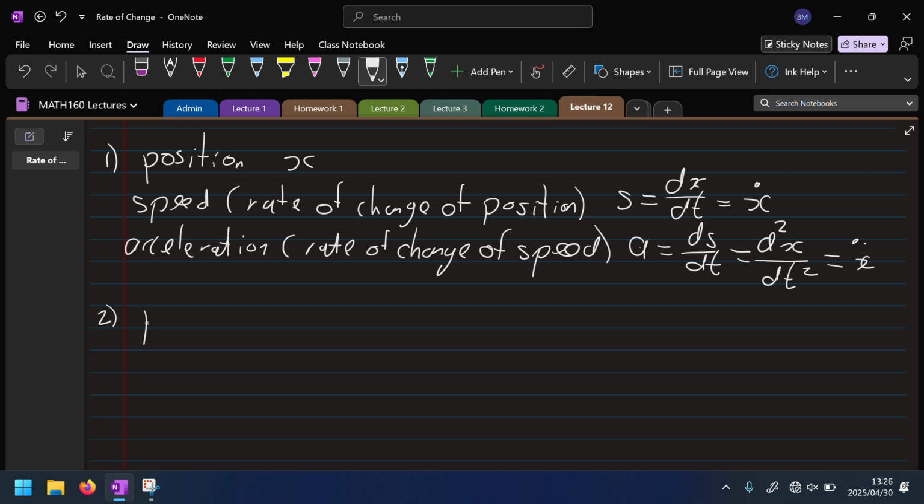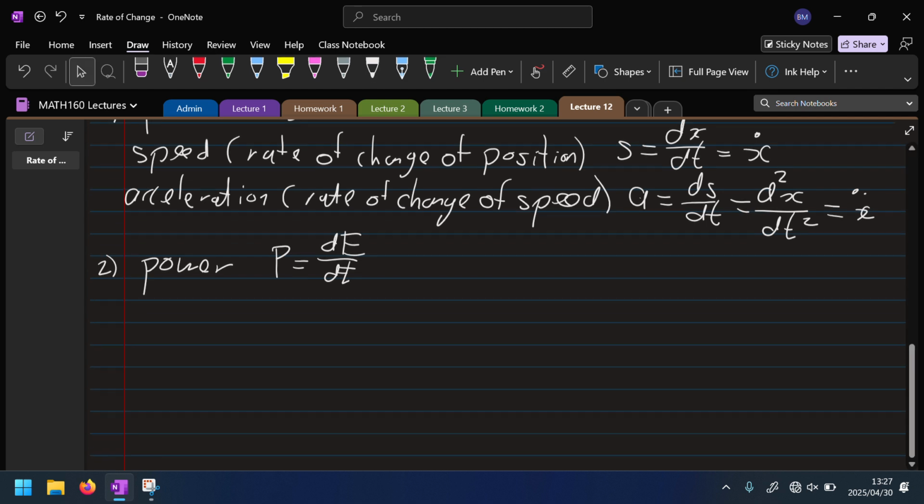Number 2, power. Okay, this is the rate of change of energy. So the power P we can write as dE by dt. Okay, rate of change of energy, that's the power.